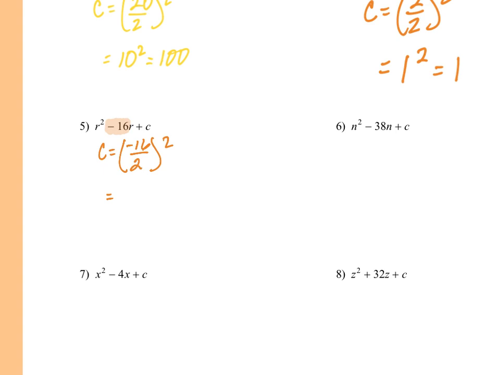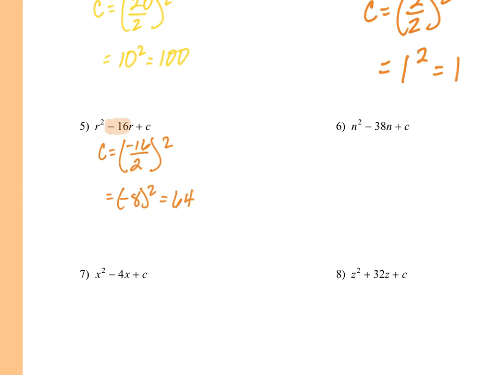So negative 16. Negative 16 divided by 2 is what? Negative 8. And then I take negative 8 and I square it. Negative 8 times negative 8 is? Positive 64. Okay?